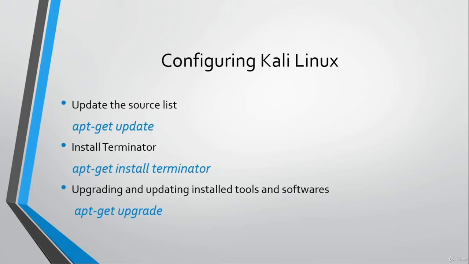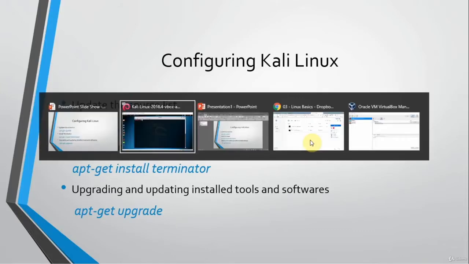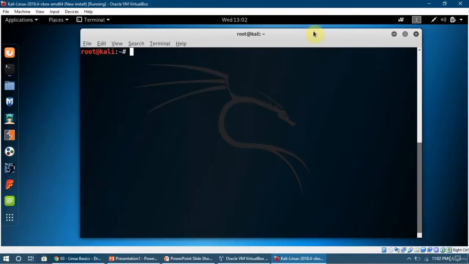So now, as you know a little about how to work on terminal and how to change directories and how we can put commands on terminal and what results they are going to show us, I am going to tell you how we can install new tools and new software into Kali Linux, and how we can update the sources, and how we can actually upgrade the pre-installed tools and software. So let's get into Kali and we are going to see it now.